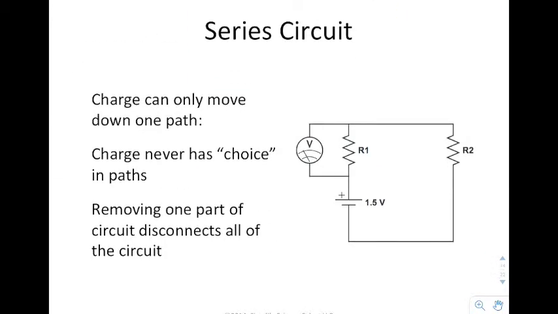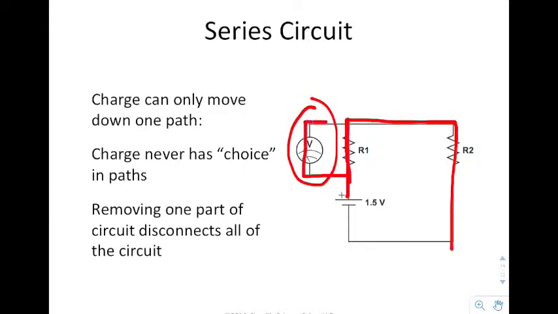A series circuit is one in which the charge has only one choice to move down a path. In other words, it has to go down this path, and then it has to go down this path. This voltmeter is not wired in series with the resistor. Instead of going through this particular resistor, I could go around it and go this way. So the voltmeter is said to be wired in parallel, and we'll talk more about that in the next presentation. But because it has an alternative or a second pathway, it is not considered to be in series.